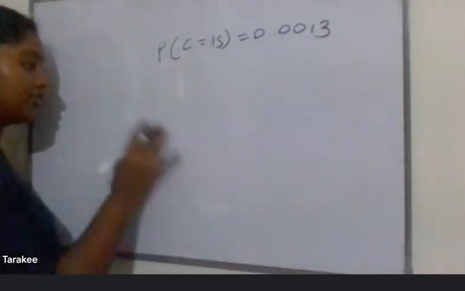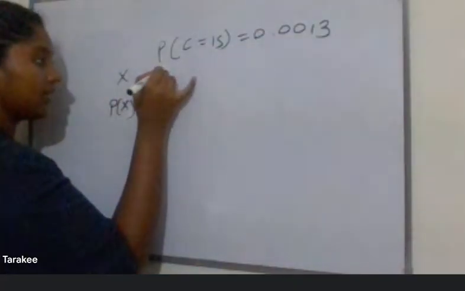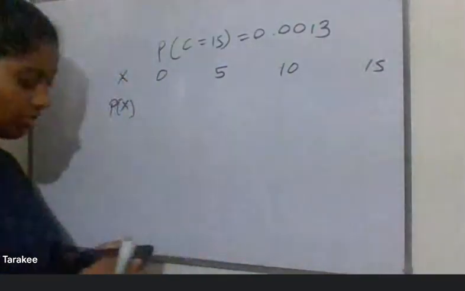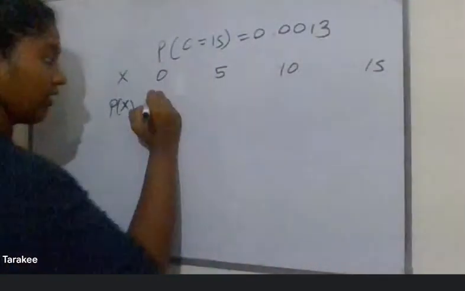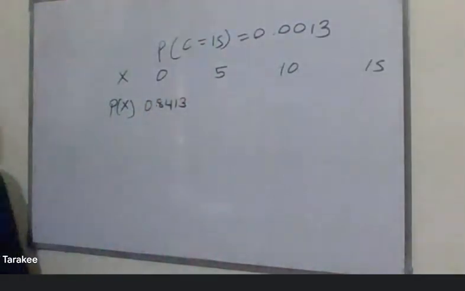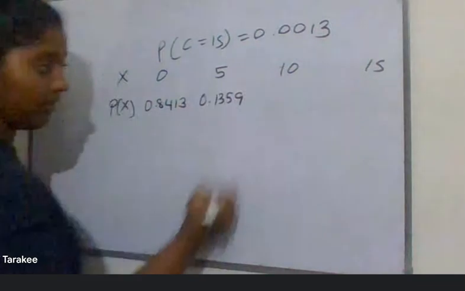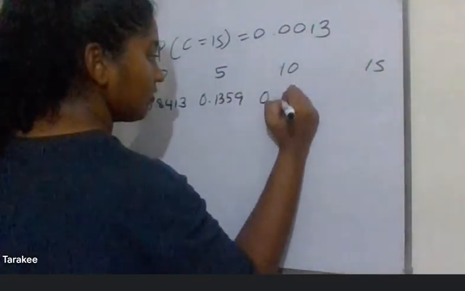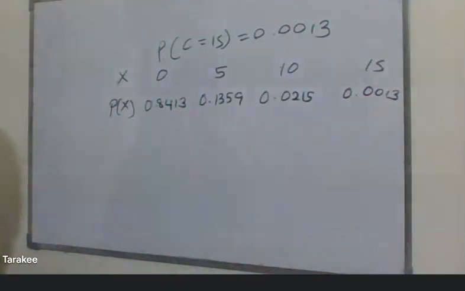So we have to take the distributions here. X and P(x). When x equals 0, x equals 5, x equals 10, x equals 15. We know the values. What are the values? When C equals 0, it's 0.8413. When C is 5, 0.1359. When C equals 10, 0.0215. And here 0.0013. Okay.